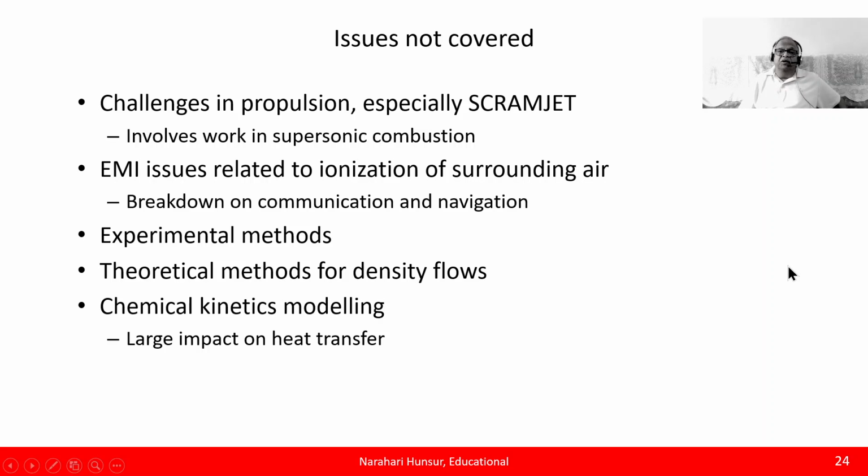However, the issues are not covered in this small presentation. Challenges in propulsion, especially scramjet, you need to develop. This involves supersonic combustion. Most of us have heard about this BrahMos missile, which can travel at Mach 3. So it uses initially a rocket to accelerate it to high velocities, supersonic conditions. Then it switches to ramjet, which can operate up to Mach 3. Anything higher than Mach 3, ramjets do not work well.